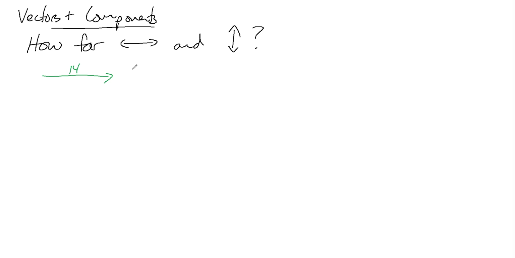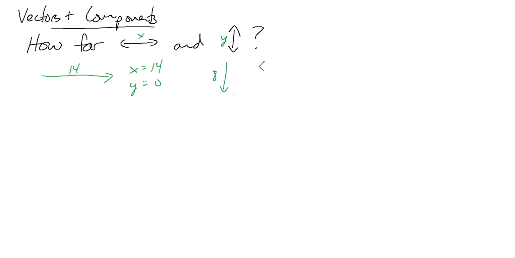Well, the x component for this one would be 14, positive 14 because it's going to the right. Its y component would be 0. The x component is how far sideways. The y component is how far up and down. And that's basically it. What if you had something like this? Maybe it is 8 long.